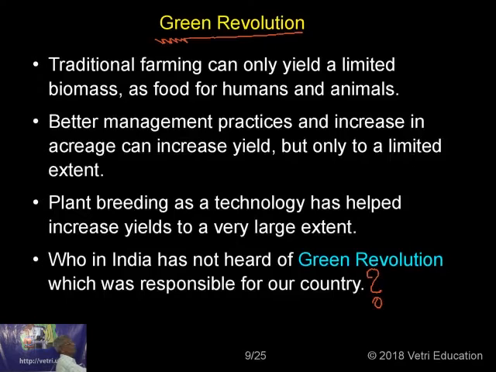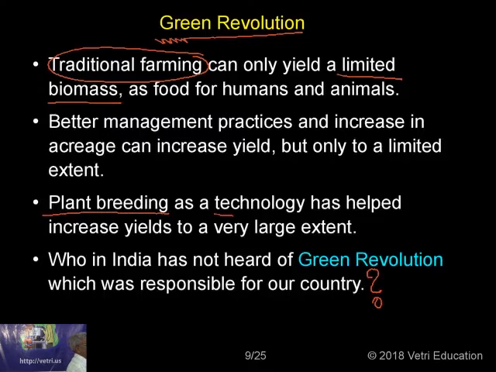So, traditional farming can yield only a limited biomass. Only a limited increase could be there by traditional farming. Traditional farming cannot all of a sudden increase agricultural products to a desirable quantity. It's not at all possible. And that is possible only because of breeding technology. When you apply a technology, you can produce more crops, better yielding crops, disease resistant crops, salt resistant crops. Like that, different types of crops you can produce. All these have contributed to what is called the green revolution. And in India, who has not heard about this concept? Everybody knows what a green revolution is. Okay, fine.